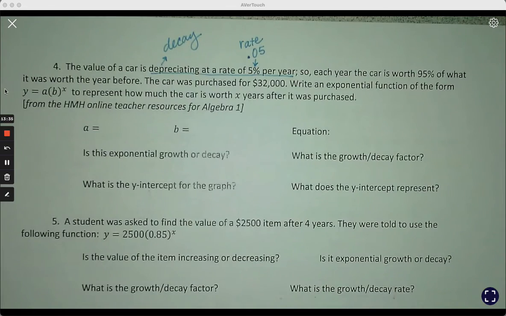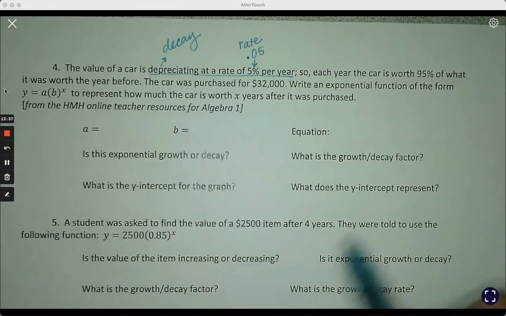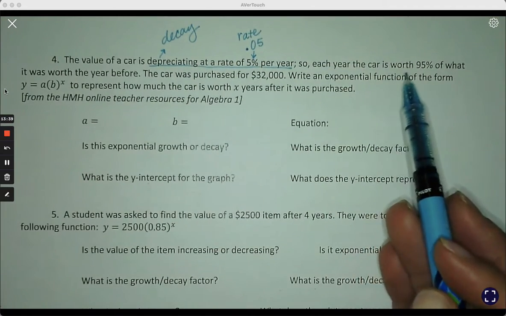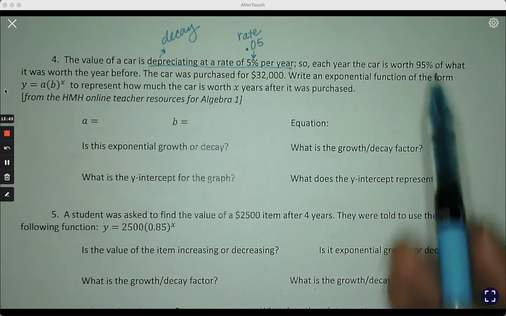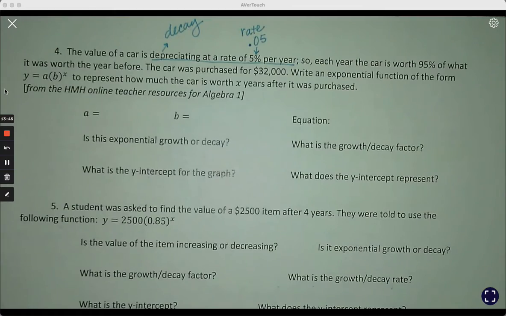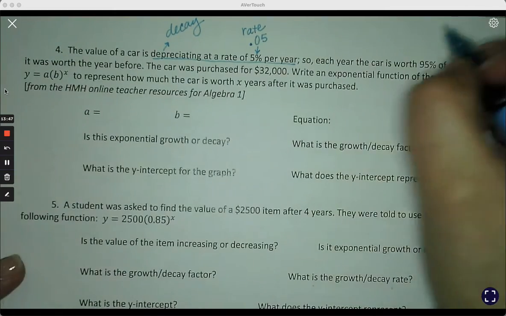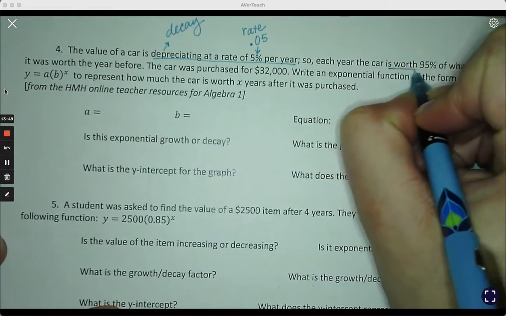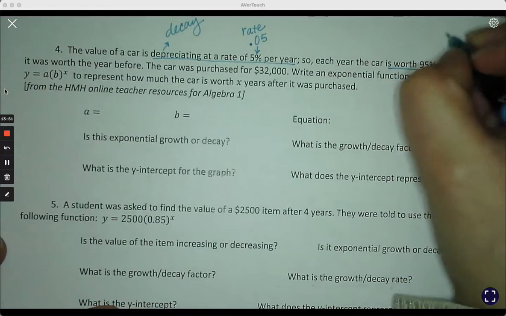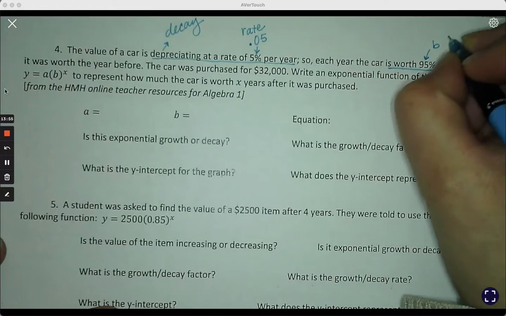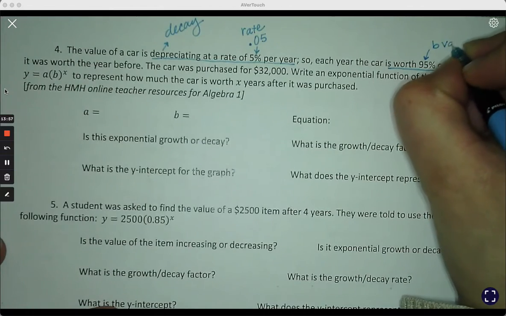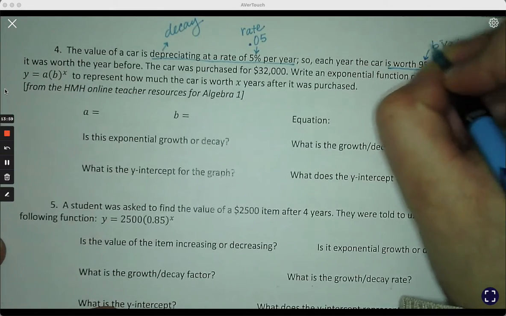Okay, each year, the car is worth 95% of what it was the year before. That's a weirdly worded thing. Car is worth 95%. That right there is our B value. Okay, that's our factor.